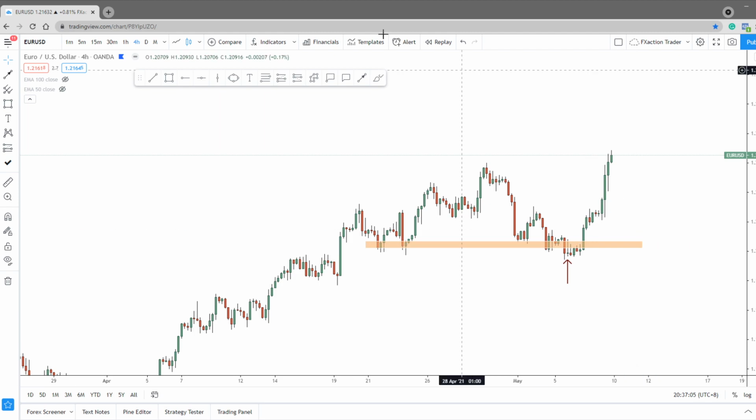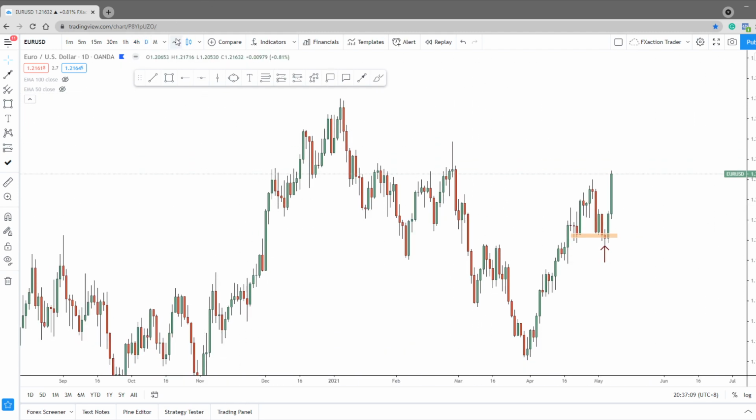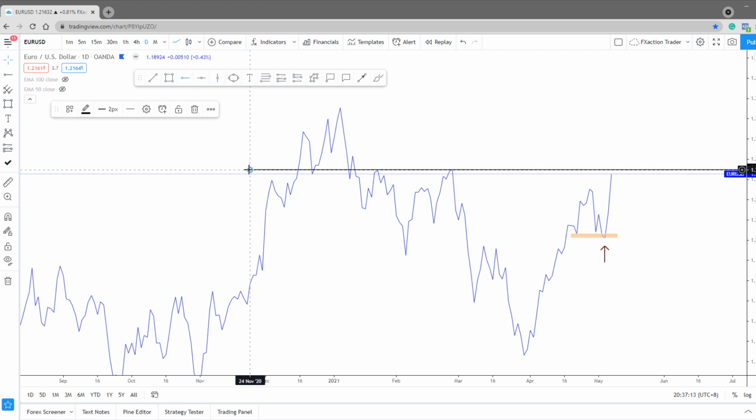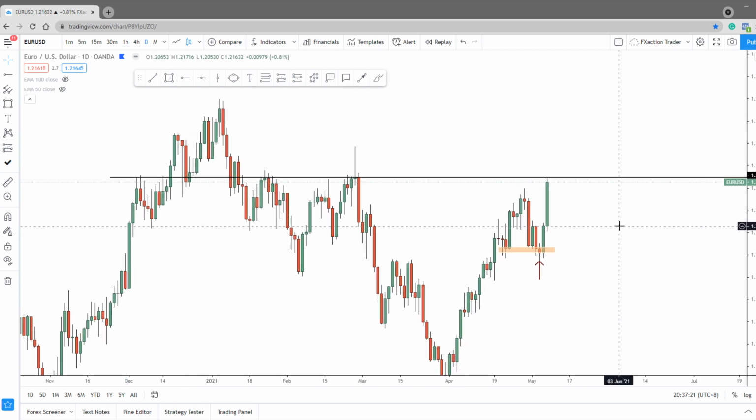So this week, if we refer back to the daily chart, we can see that the market is somehow near another daily resistance, which is also the previous high at 1.216. So what does this mean to us?